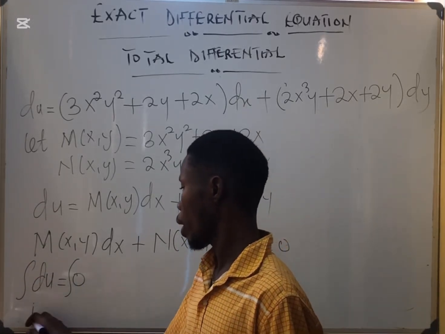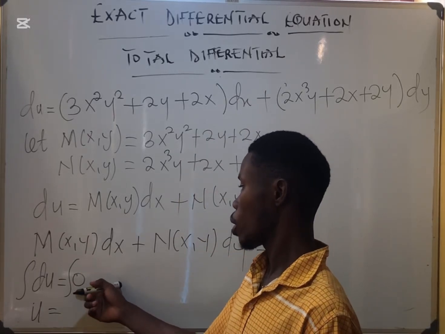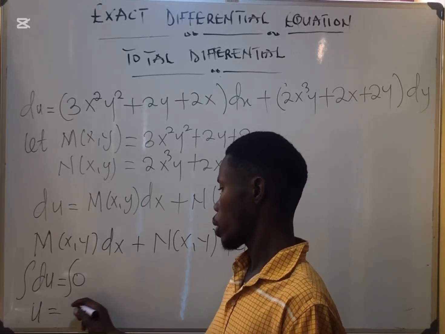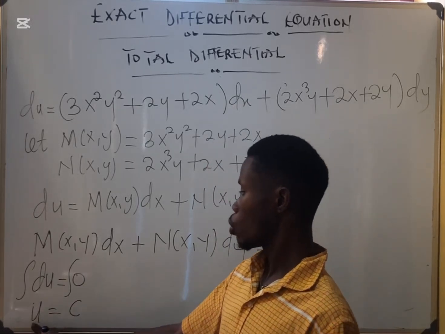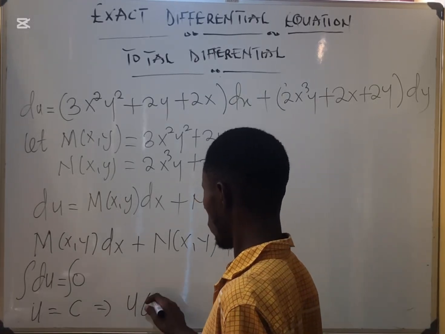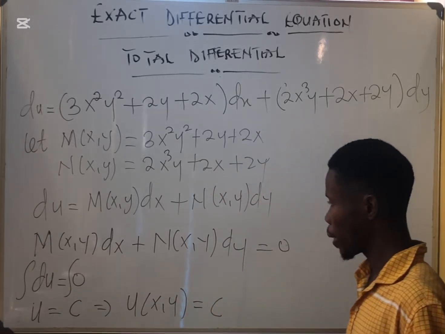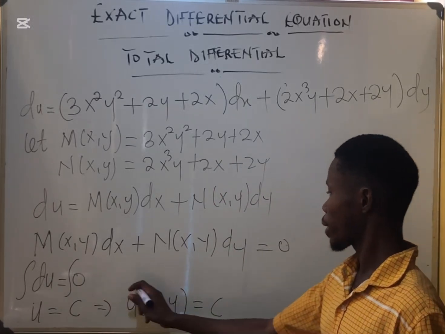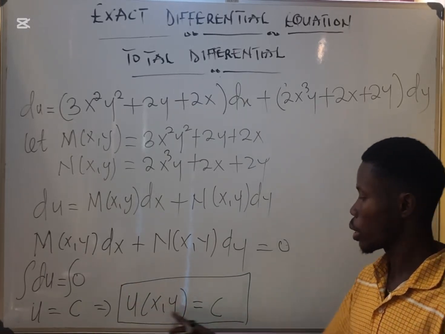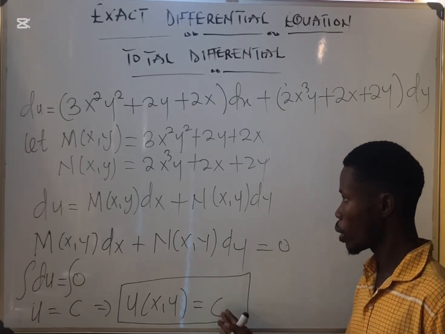If you integrate this, you have u. If you integrate 0, you get 0 plus a constant, so c. So you can say that u is equal to c. Now this one can be written as u of x, y equals c. Meaning that after getting our solution, we will always equate it to c.